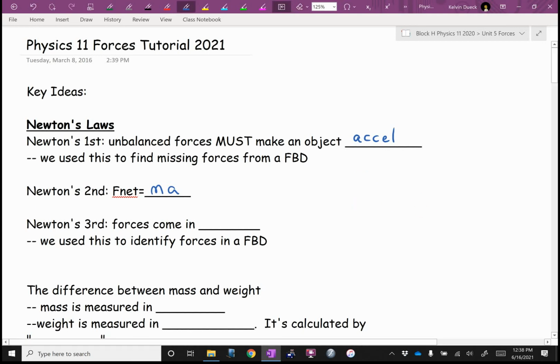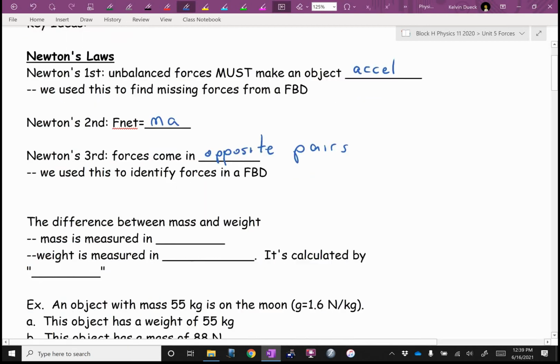Newton's third law, forces come in pairs. Technically, opposite pairs, but I think you all get that. We use Newton's third to figure out what the force was. We used Newton's first to figure out we were missing a force, or had to add a force. We usually use Newton's third to figure out, okay, what is that force? Oh, it's the opposing tension to this tension, or whatever, okay?